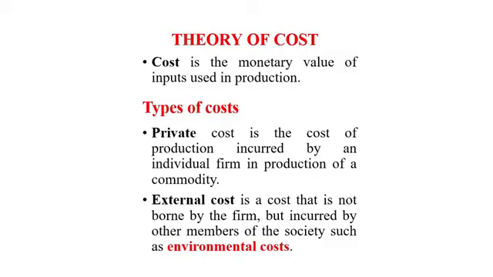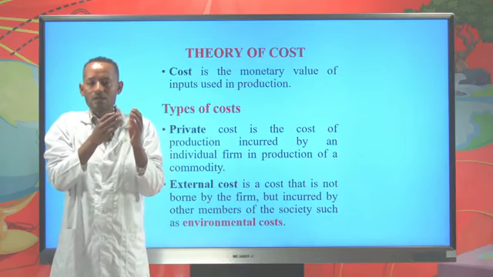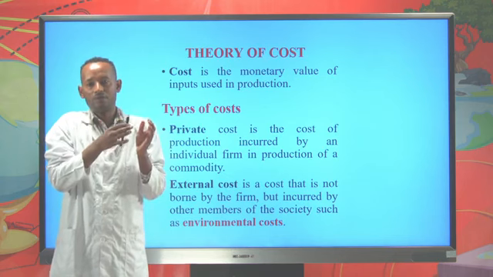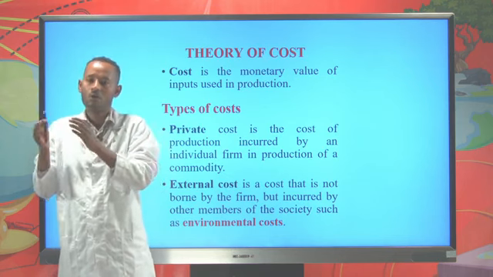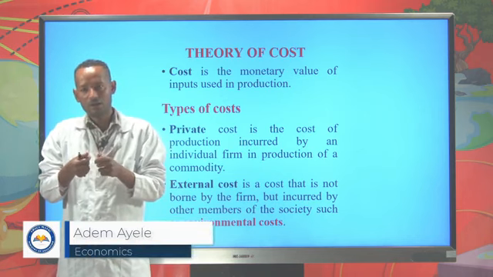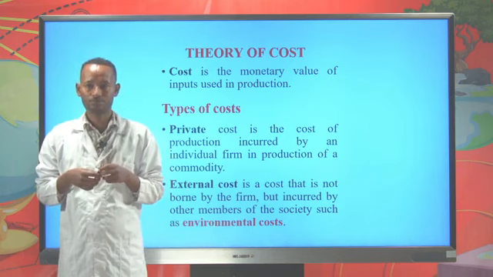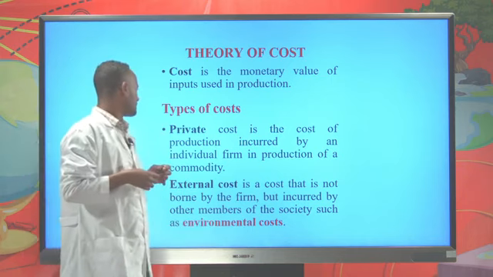Cost is the monetary value of inputs used in production. In order to produce the outputs, we need the inputs, but we cannot get the inputs simply from the land, the river, or air. Rather, we need to spend money. The monetary value of inputs used in production is called cost. Now let's see the types of cost.